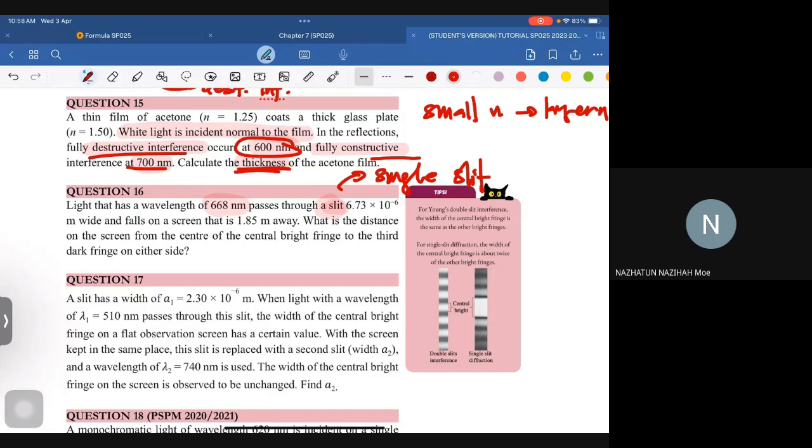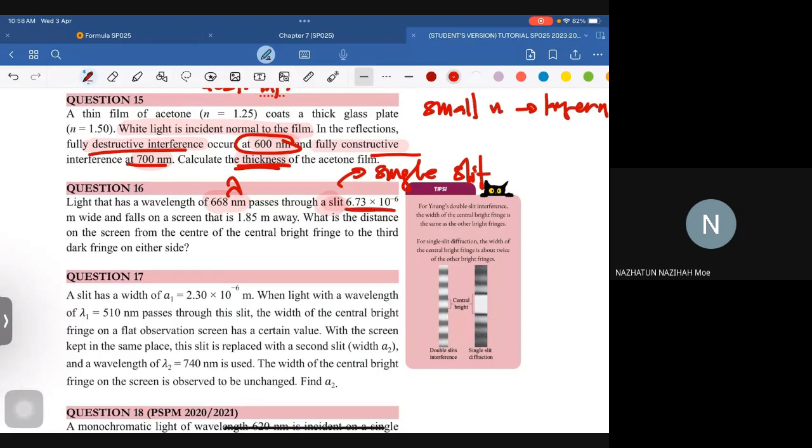So sekarang ni dia bagi tahu lambda is 668. This is lowercase a. Okay, ini adalah width of the slit. Okay, selalu kita panggil D kan, lowercase d. Tapi since this situation is for single slit, kita akan guna lowercase a. Okay, lepas tu it falls on a screen that is 1.85 meter away. Yang ini sama jalah, masih lagi uppercase D. What is the distance on the screen?